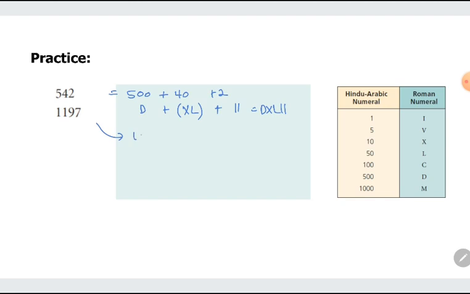Now for this one, this is 1000 plus 100 plus 90 plus 7. So 1000 is M, 100 is C, 90. How will we get 90? We have an X and then a C. And then a 7, we have a 5 and 2 I's. So MCXCVII.